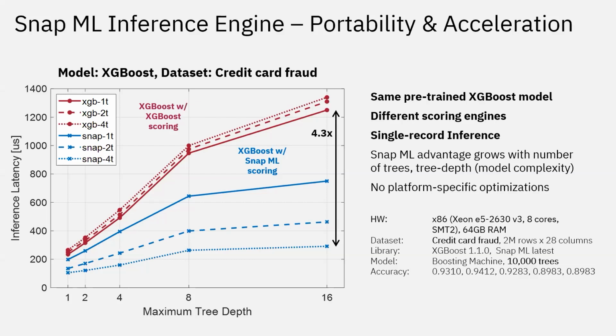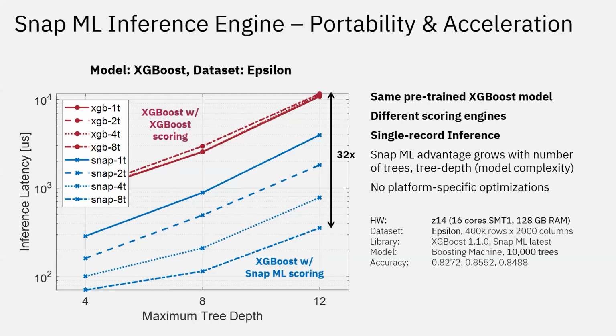On the next chart, we have the same benchmark, but a different data set. This is Epsilon, which is a more complex data set in that it has many more features than the credit card fraud. And this is also running on a different platform. This is running on IBM Z on the mainframe, Z14. IBM customers run a lot of transactional workloads on such systems where they want to do real-time prediction using machine learning. And here we see an even bigger speed up.